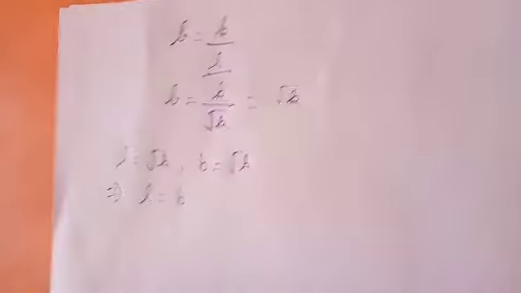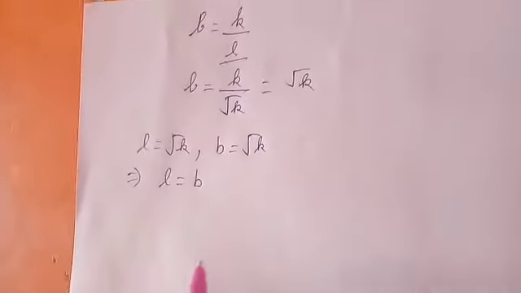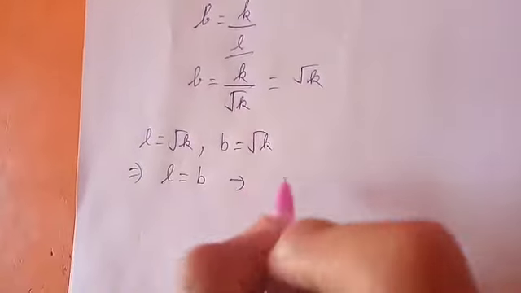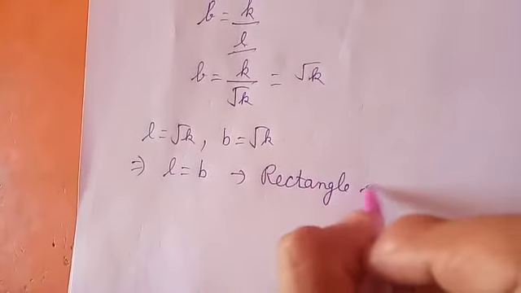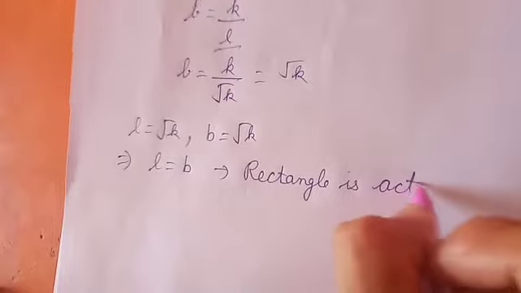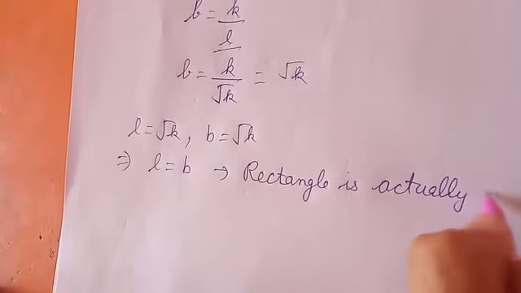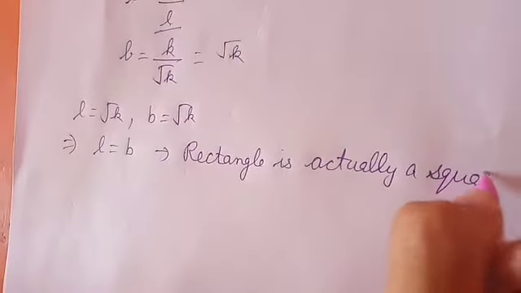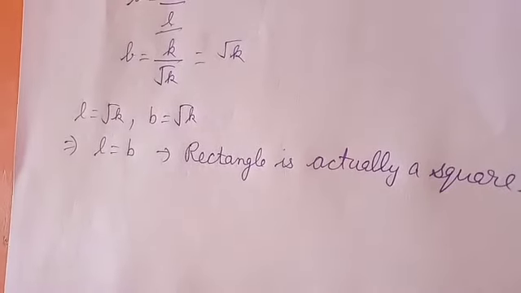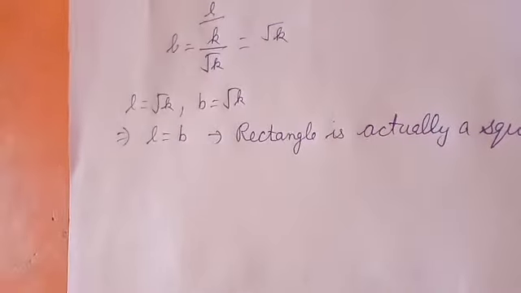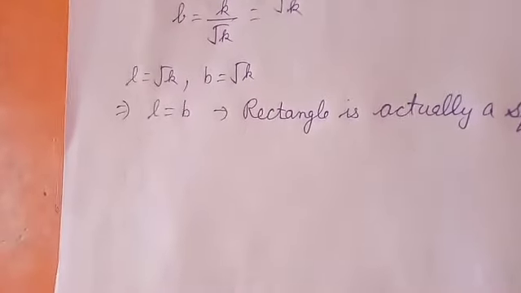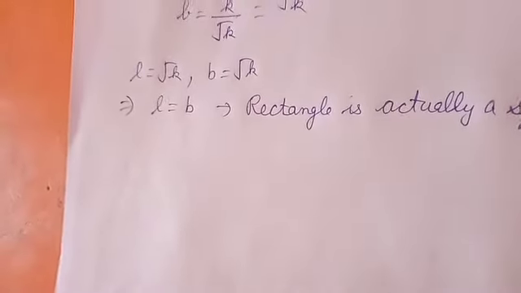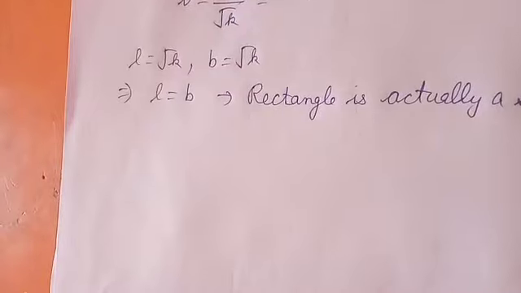And whenever in any rectangle length becomes equal to breadth, that means the rectangle is actually a square. Okay, one thing we have proved, that our rectangle is actually a square, but we have to prove now that the perimeter is also minimum.